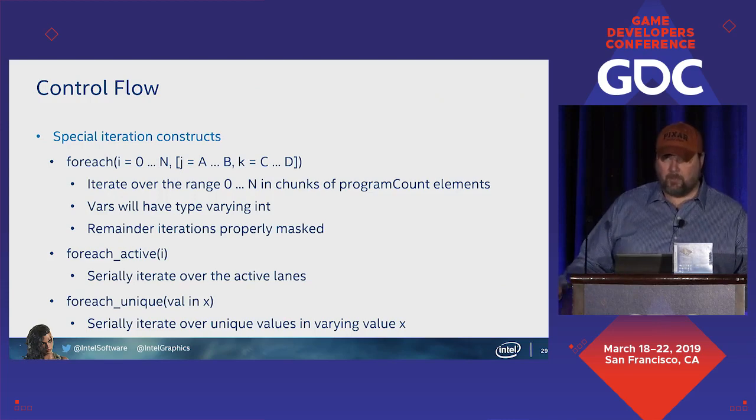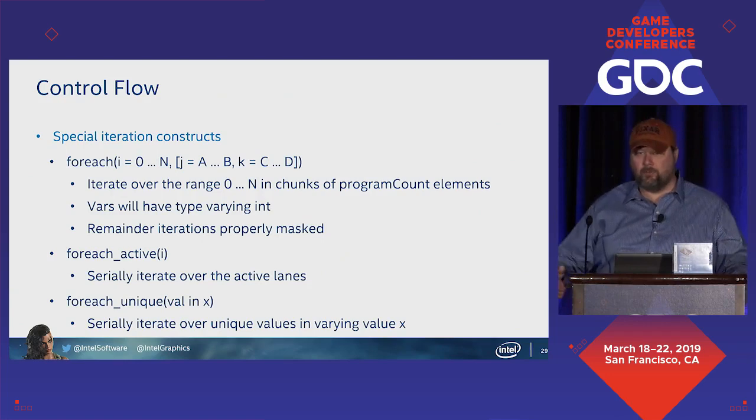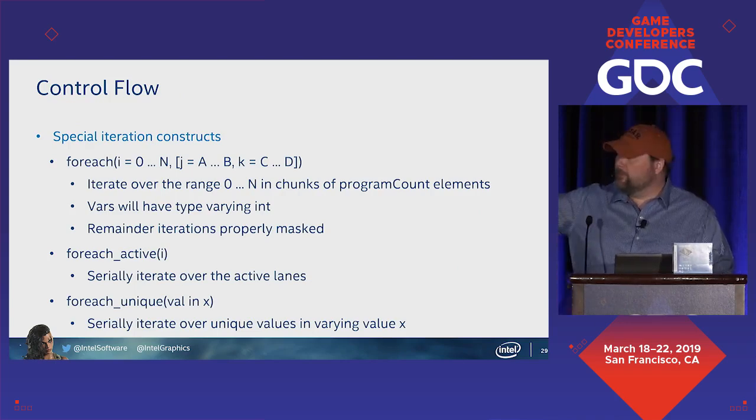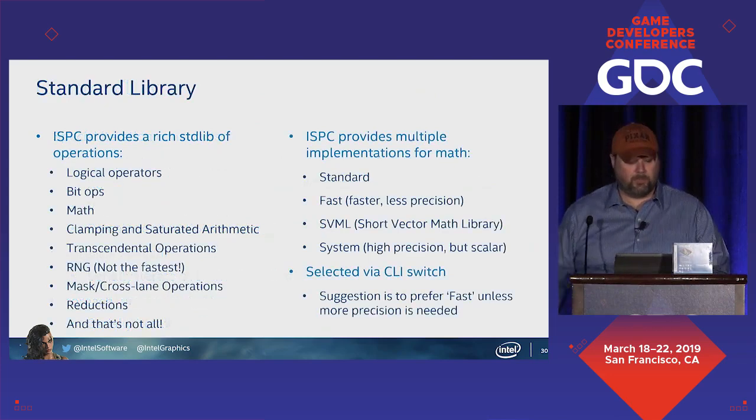foreach_active is also pretty cool. You can serially iterate over a varying value. And then foreach_unique is the same sort of thing, except you're serially iterating over the unique values in a varying. So if you had a 4-wide vector and you had 0, 0, 1, 2, with foreach_active or foreach_unique, you would get 0, 1, and 2, and you'd only have 3 loops.